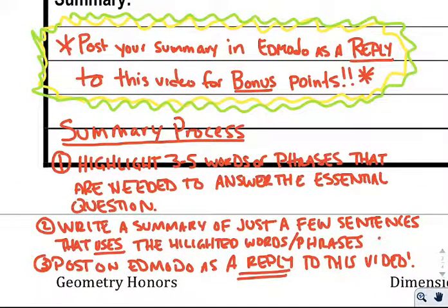So here's the last part. If you want some bonus points, here's how you can get them. Now that you've taken all these notes, the next thing you need to do is write a summary. So I'm going to incentivize that. Use the summary process outlined below: highlight 3 to 5 words or phrases that are needed to answer the essential question, and write a summary in just a few sentences in this area.